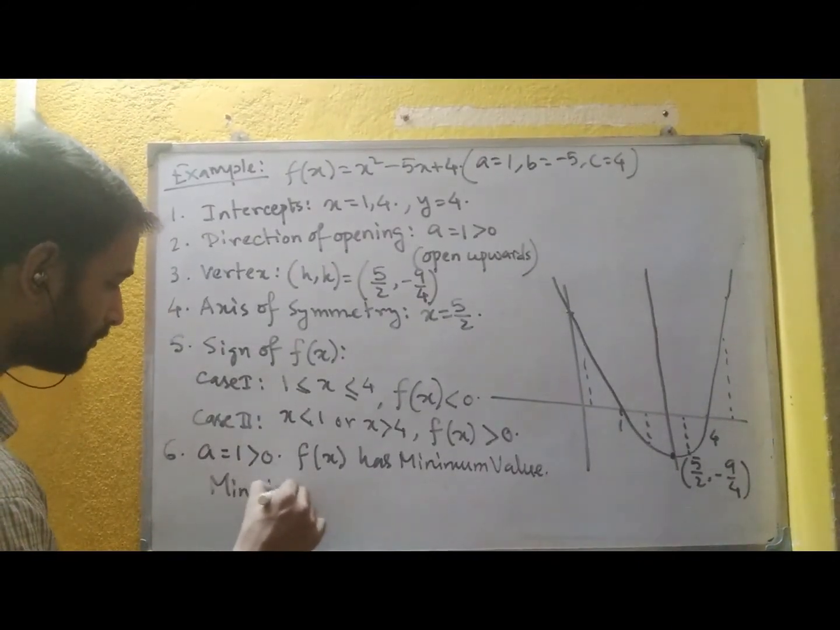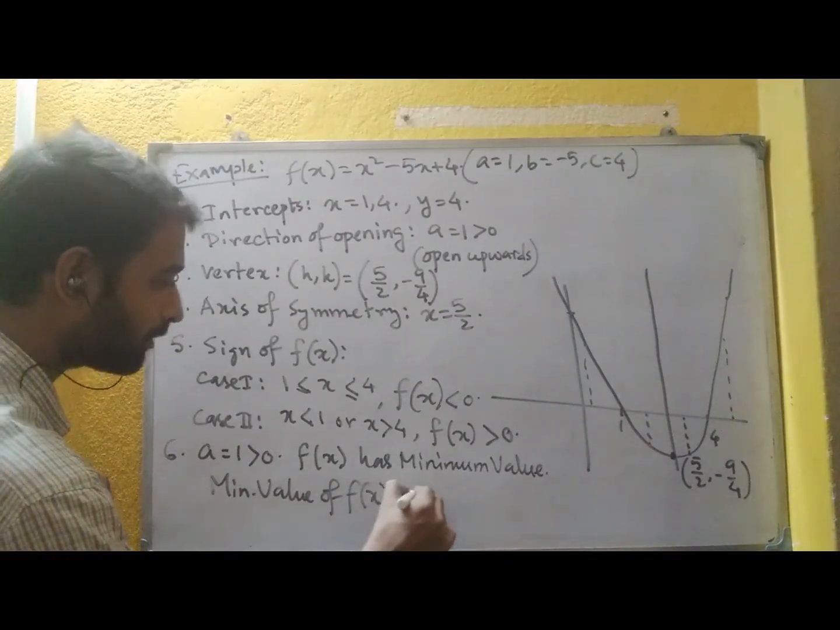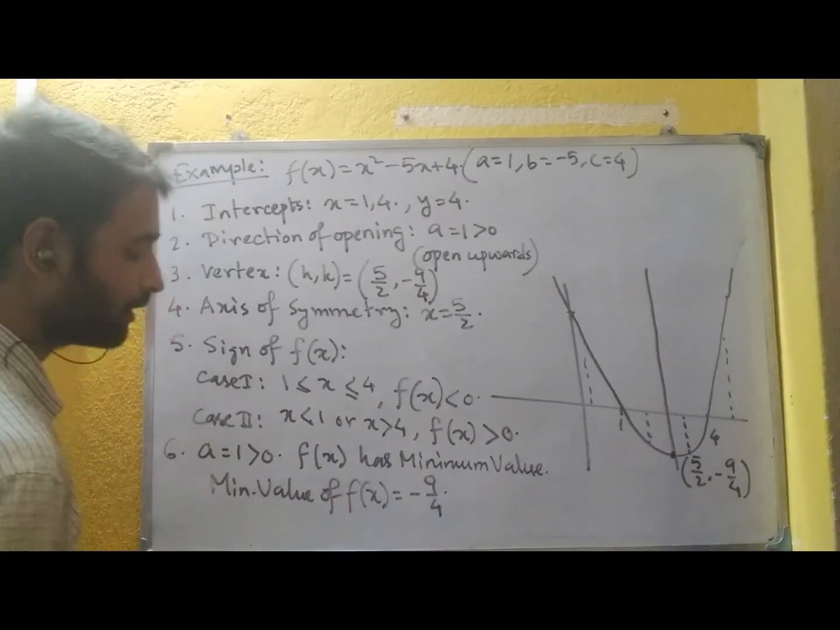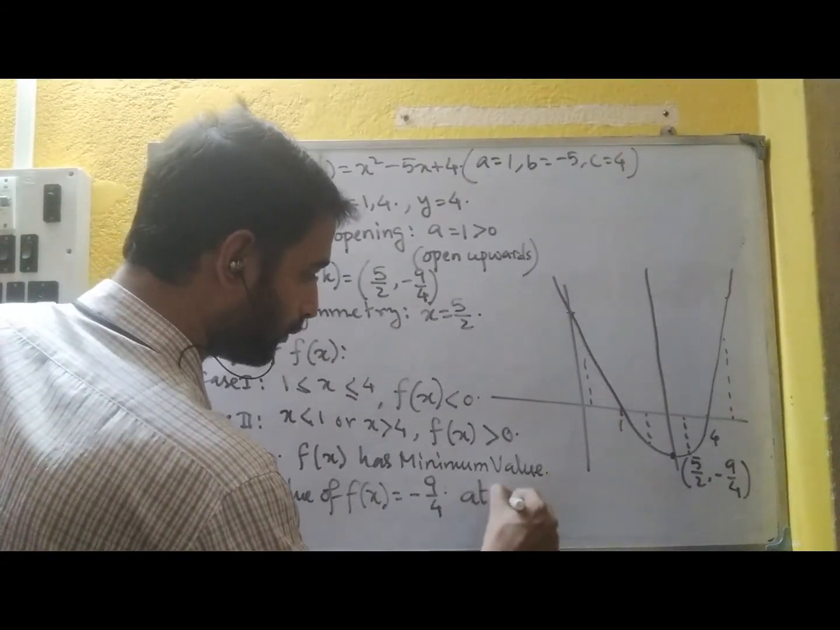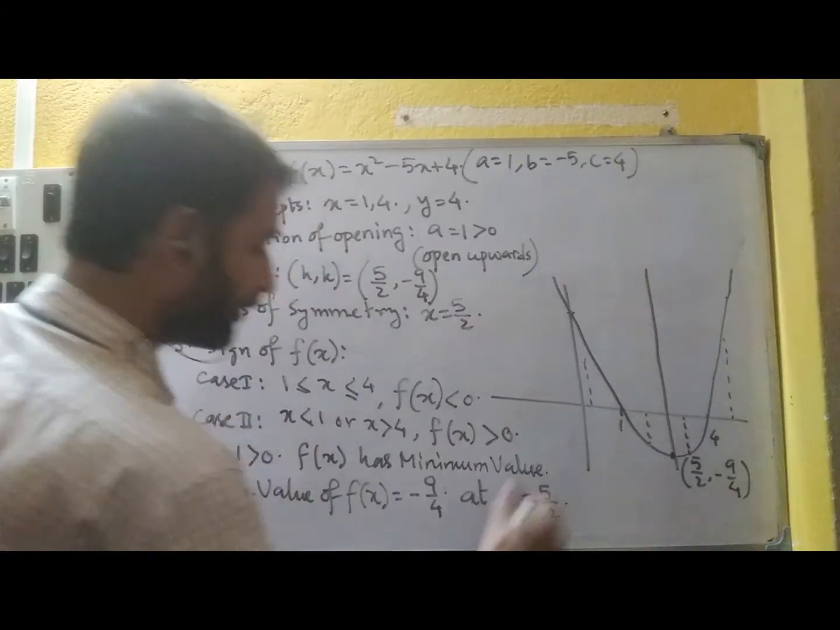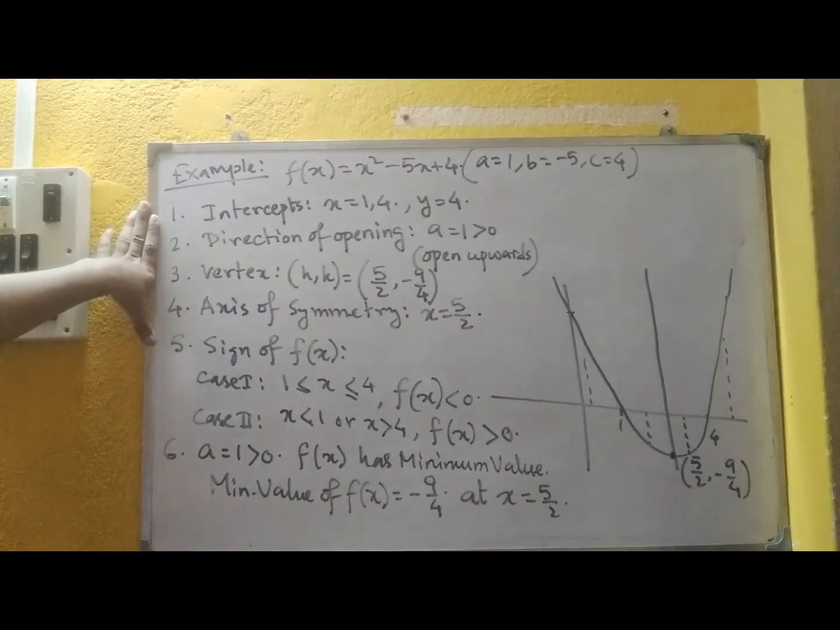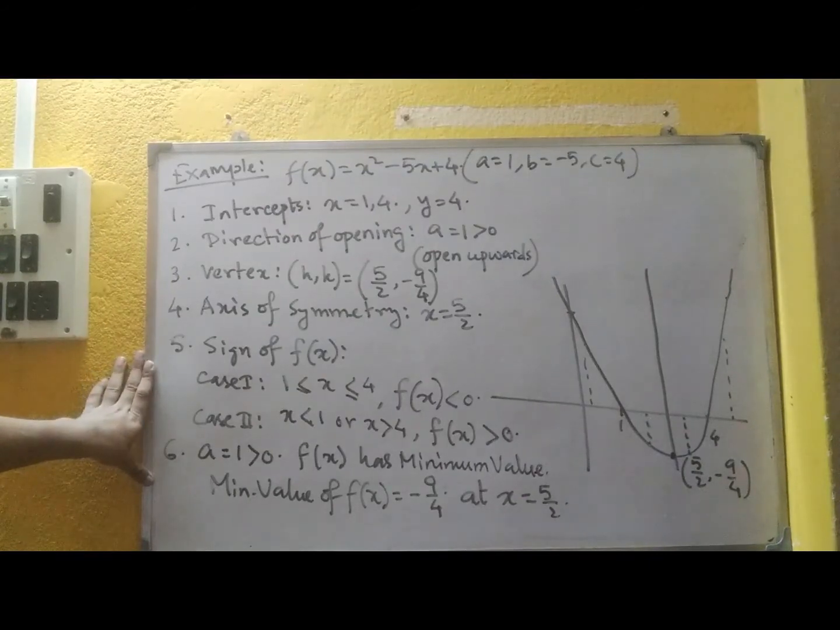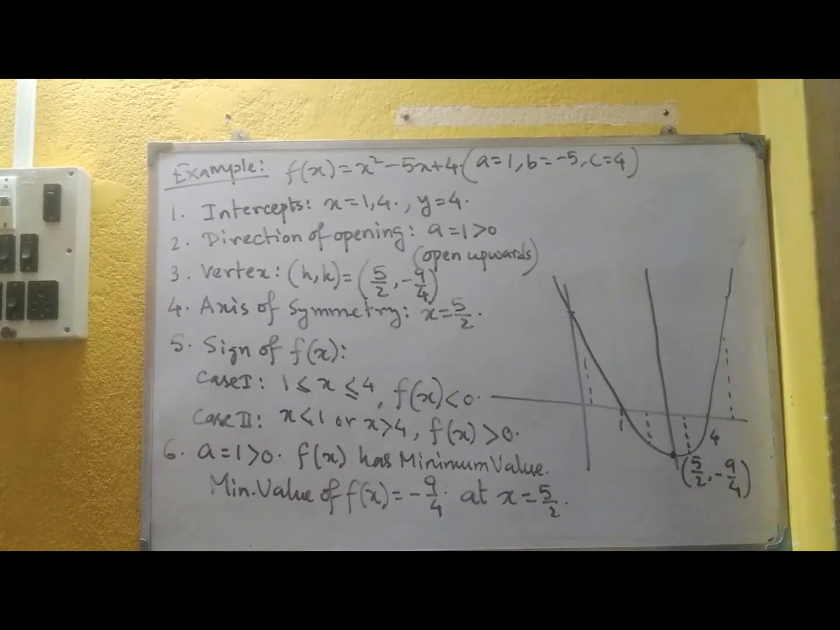So you can say that f(x) has a minimum value, and the minimum value always occurs at the vertex. Since the vertex is 5 by 2 comma minus 9 by 4, the minimum value of f(x) is minus 9 by 4, and it is obtained at the point x equals 5 by 2. So these 4 pieces of information we need to draw the graph, and from the graph we get these 2 pieces of information, that is the sign of the expression and the maximum or minimum value of the expression.